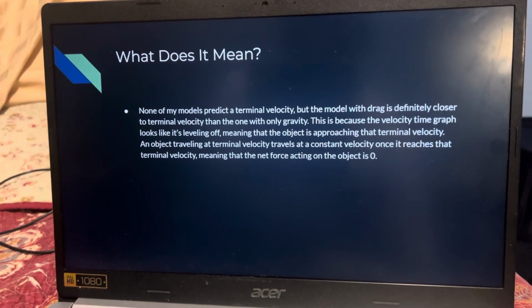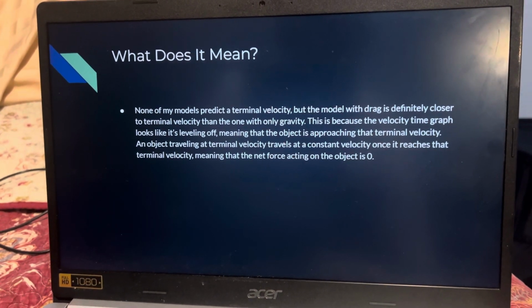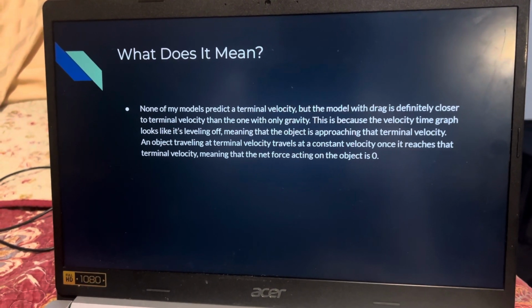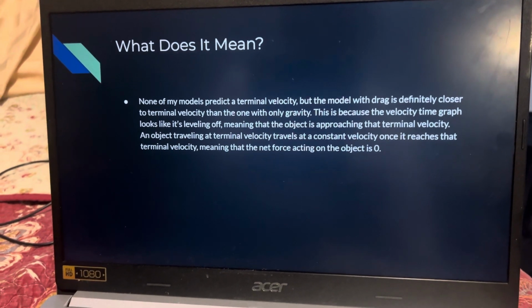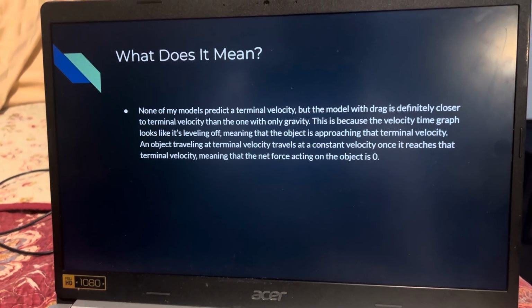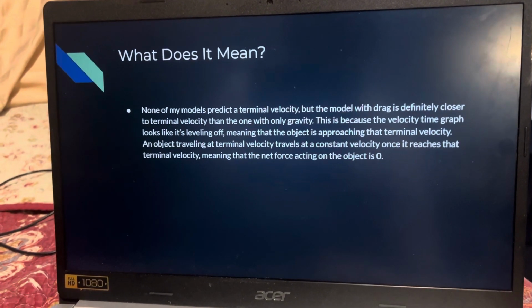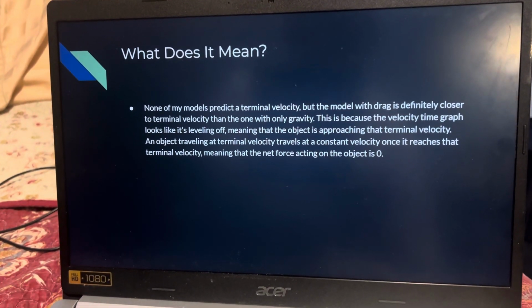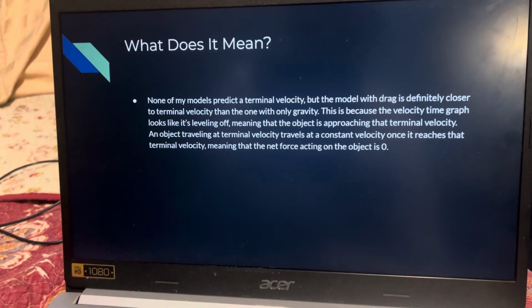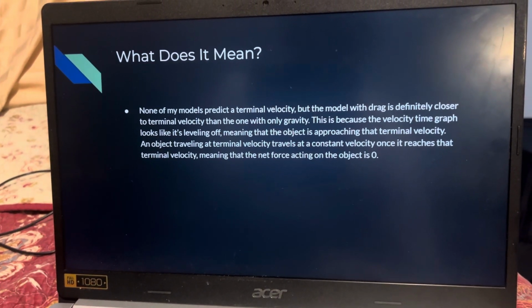What does it mean? Question. None of my models predict a terminal velocity, but the model with the drag is definitely closer to terminal velocity than the one with gravity. And I say this because the velocity time graph looks like it's leveling off, meaning that the object is approaching that terminal velocity. An object traveling at terminal velocity travels at constant velocity once it reaches that terminal velocity, meaning that the net force is 0.